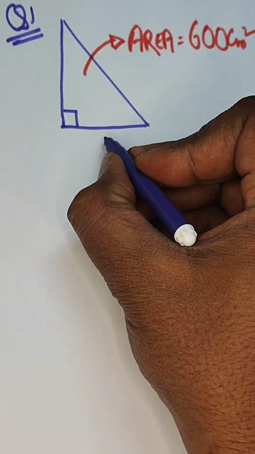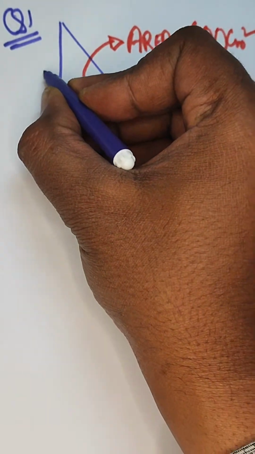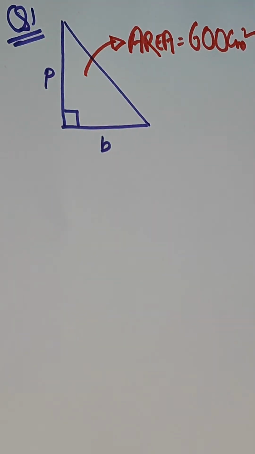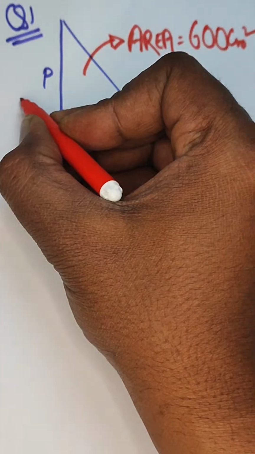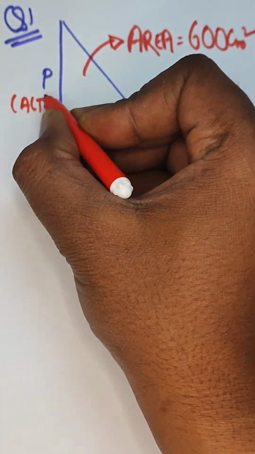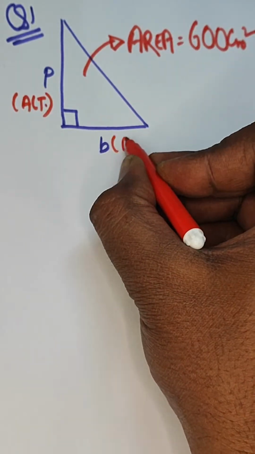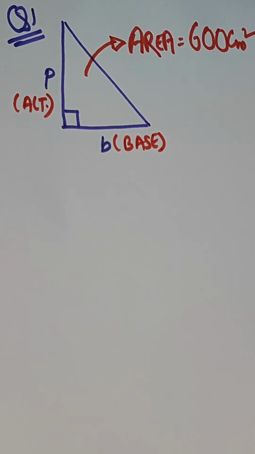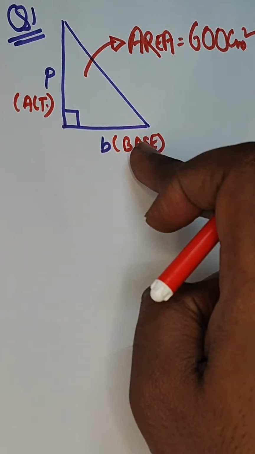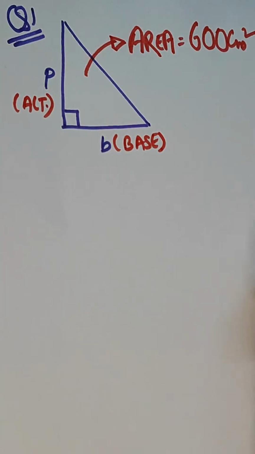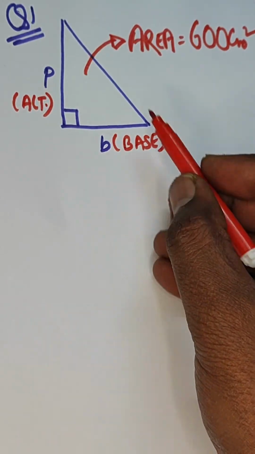If the base of the triangle exceeds the altitude by 10 centimeter, so that means here it is the base, and here this is the altitude, which is represented by P. Let me write it: this is the altitude and this is the base. In this question it has been given that the base of the triangle exceeds the altitude by 10 centimeter. So base is exceeding the altitude.